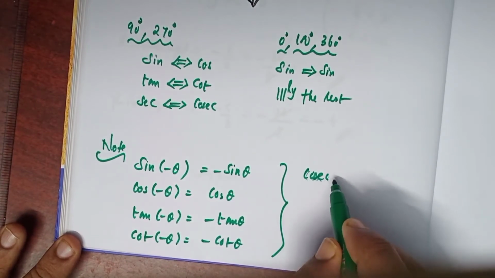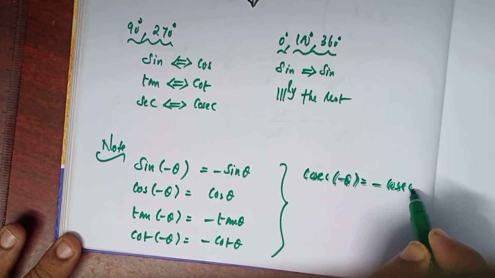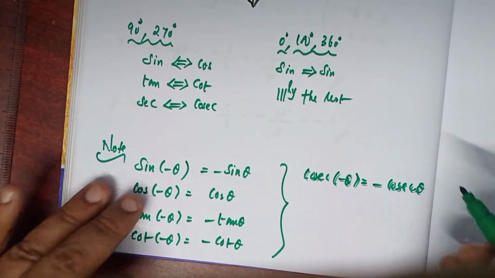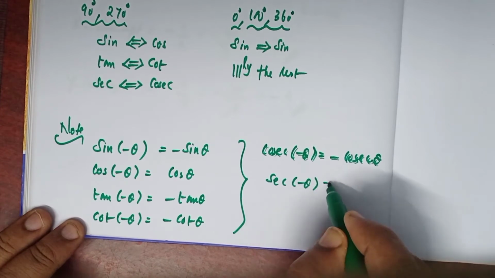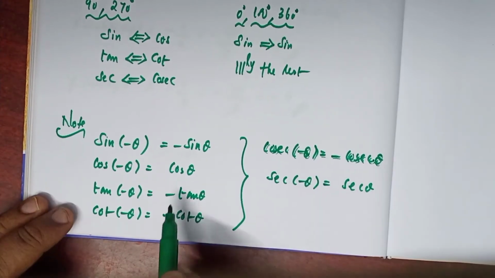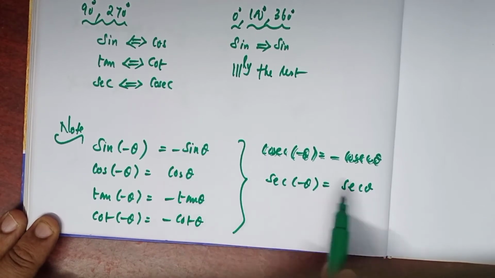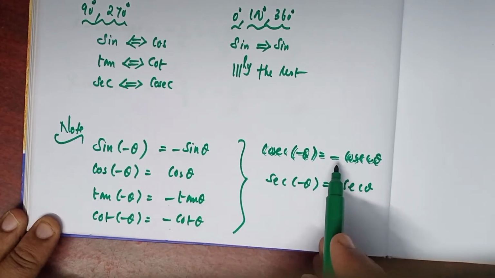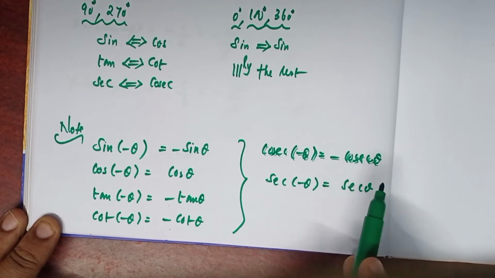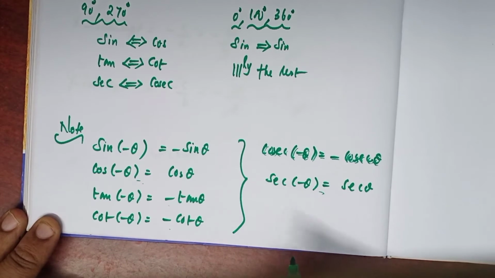cosecant of minus theta is equal to minus cosecant theta. Finally, secant of minus theta is equal to secant theta. Here cos of minus theta is cos theta, secant of minus theta is secant theta. These two are even functions. Others, look at that, here minus, here minus, here minus, here also minus. Those are all odd functions. These two are even functions, others are all odd functions.